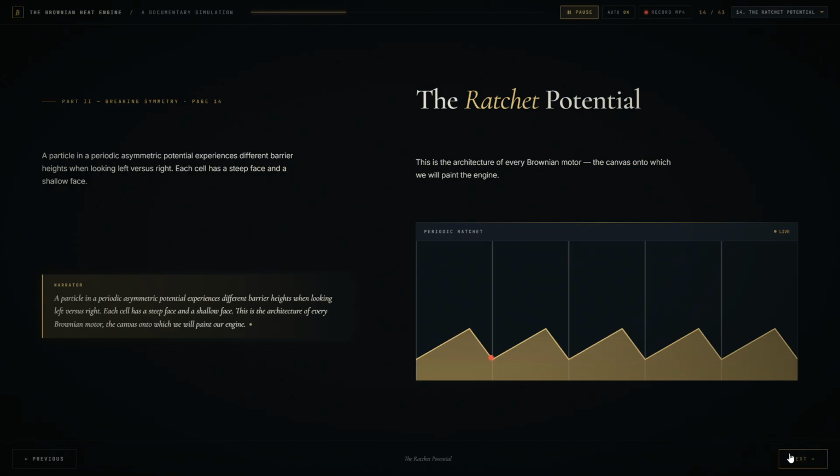A particle in a periodic asymmetric potential experiences different barrier heights when looking left versus right. Each cell has a steep face and a shallow face. This is the architecture of every Brownian motor, the canvas onto which we will paint our engine.